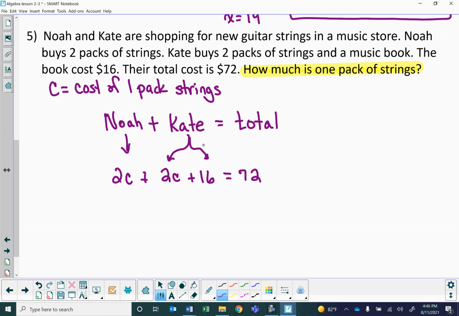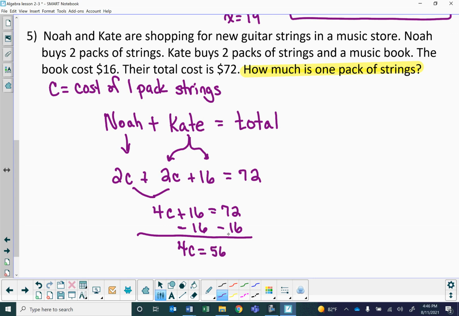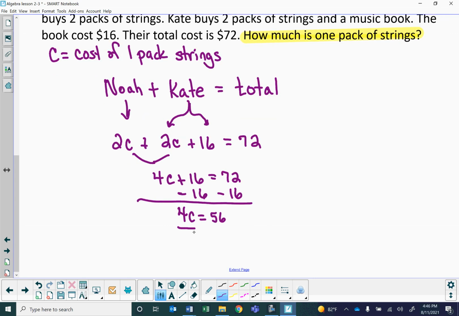So 2C plus 2C plus 16 equals 72. 2C plus 2C here is 4C, so 4C plus 16 equals 72. Undo addition or subtraction first, so subtract the 16. So 4C equals 56. Divide by 4 to get C all by its little lonesome, and C equals 14. So it looks like strings cost $14 a pack.